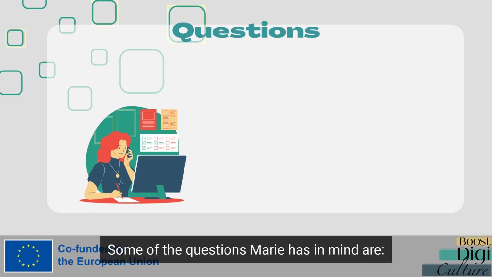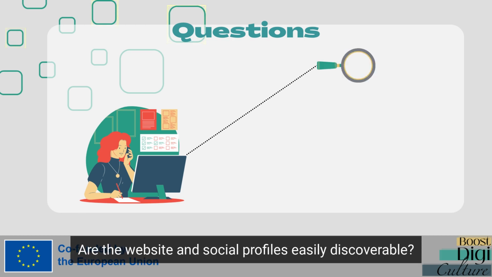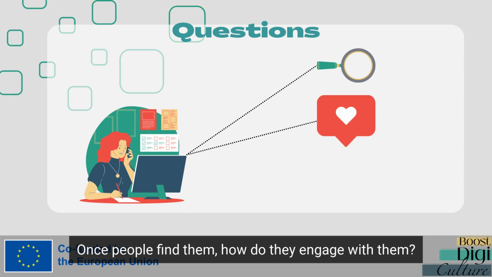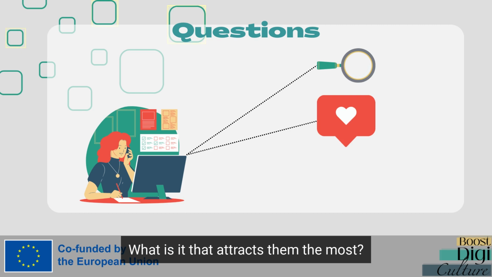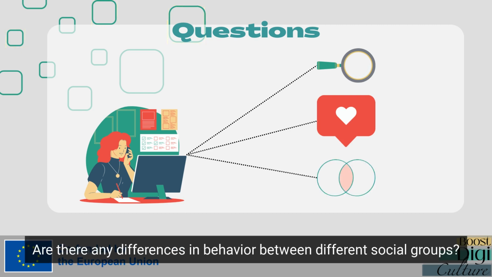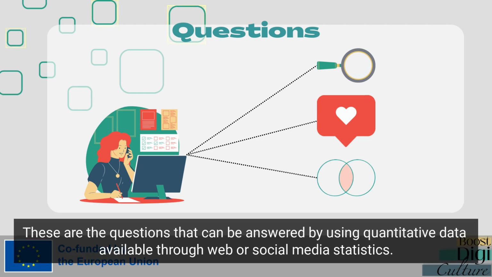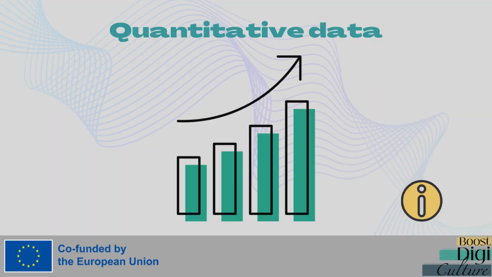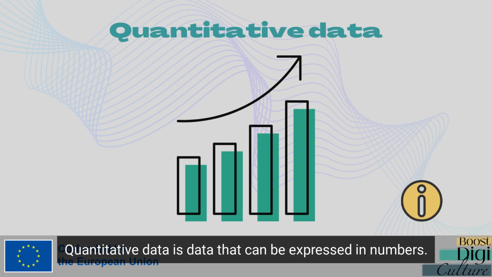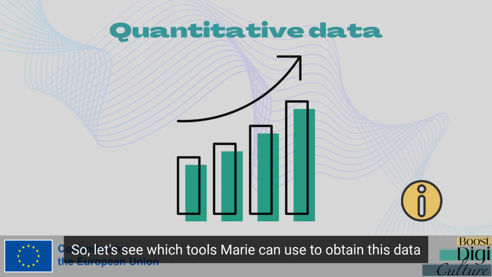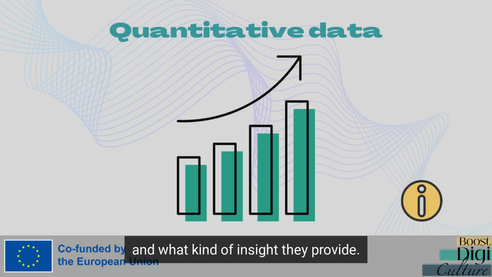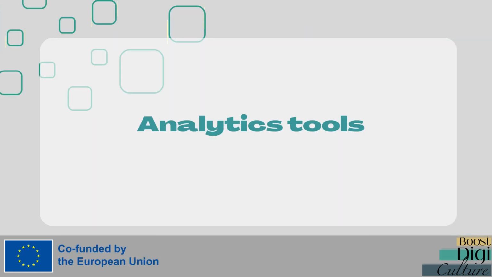Some of the questions Marie has in mind are: Are the website and social profiles easily discoverable? Once people find them, how do they engage with them? What is it that attracts them the most? And are there any differences in behavior between different social groups? These are the questions that can be answered by using quantitative data available through web or social media statistics. Quantitative data is data that can be expressed in numbers. So let's see which tools Marie can use to obtain this data and what kind of insight they provide.